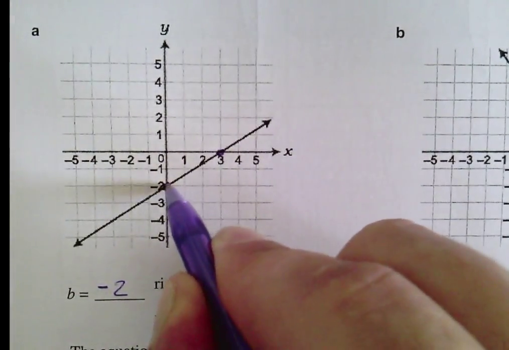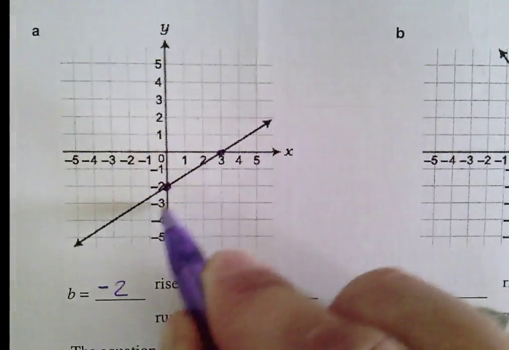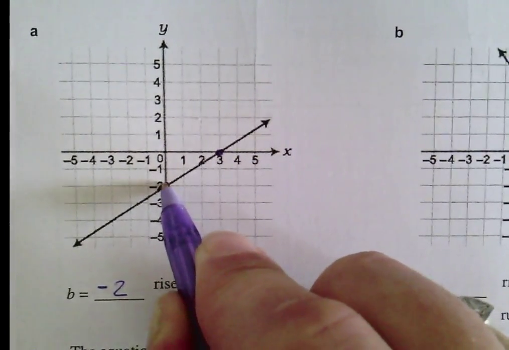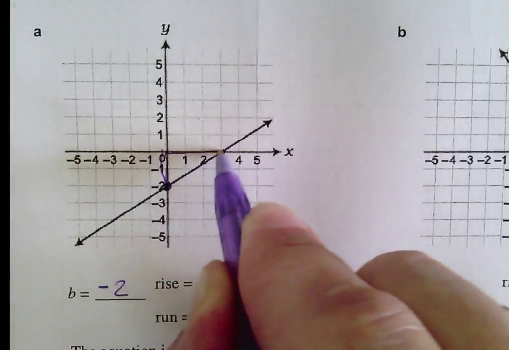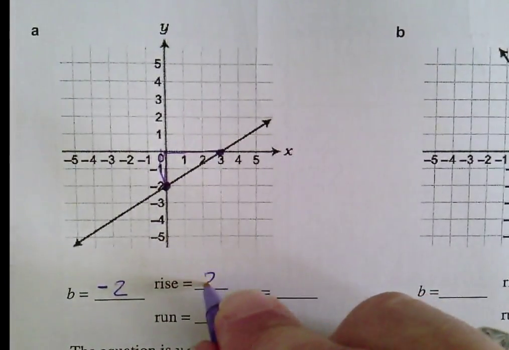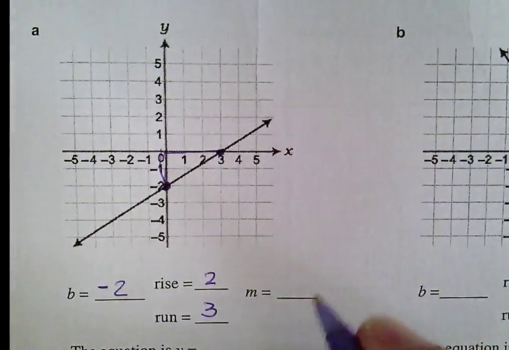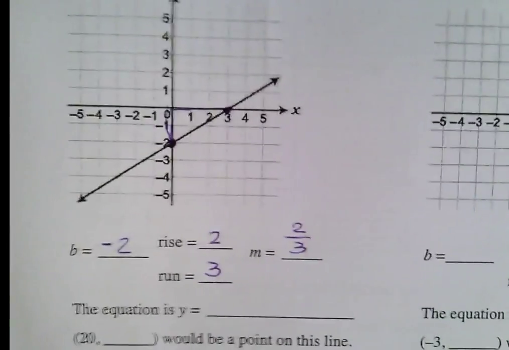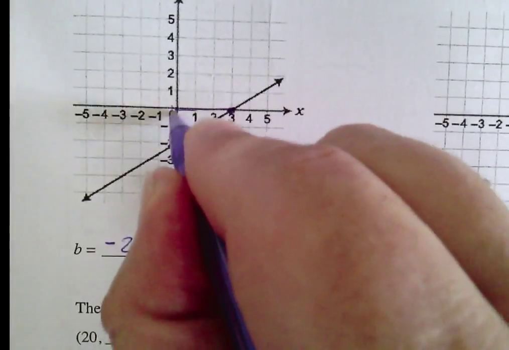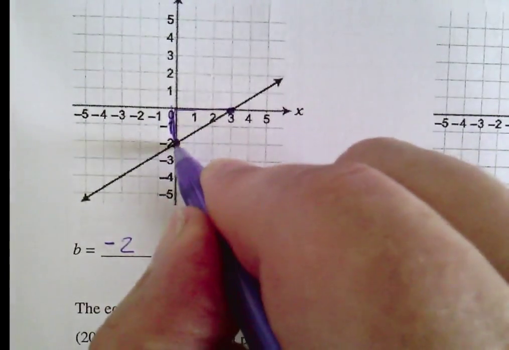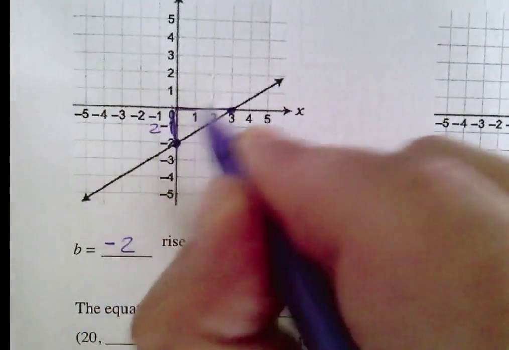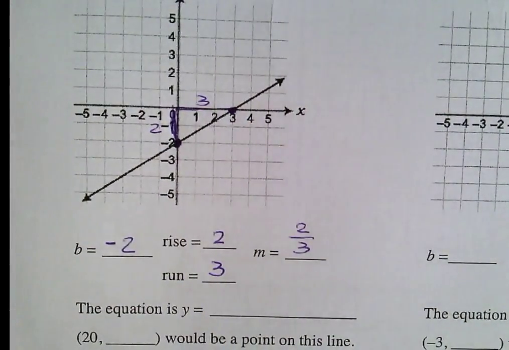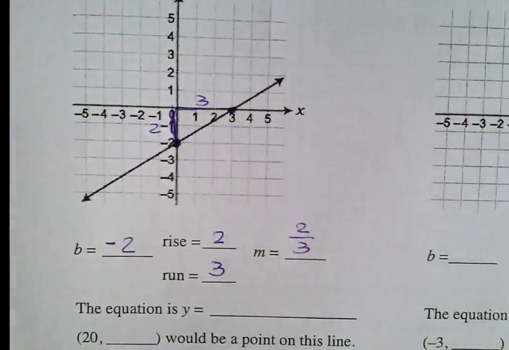So how do I get from -2 to this point? Up 2 and across 3. So the rise is 2 and the run is 3, so the gradient is 2/3. Do you see that? From this bottom point, I'm rising 2 and I'm running 3. Up and across to the right, they're both positive. The other thing is that's a positive gradient.